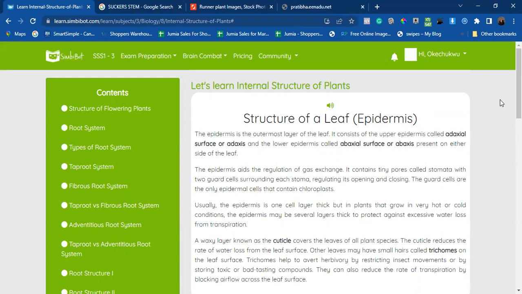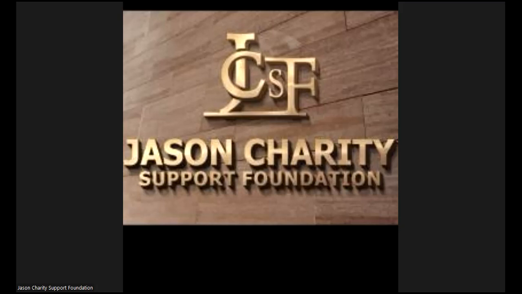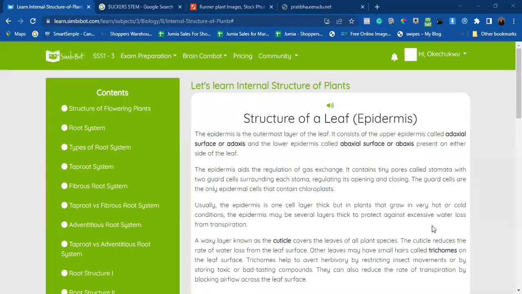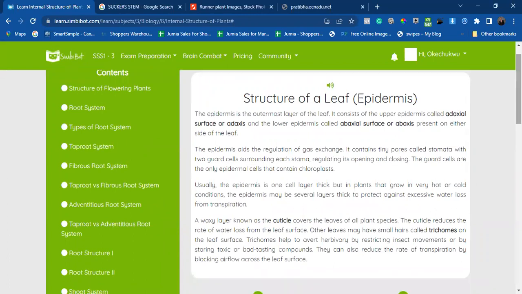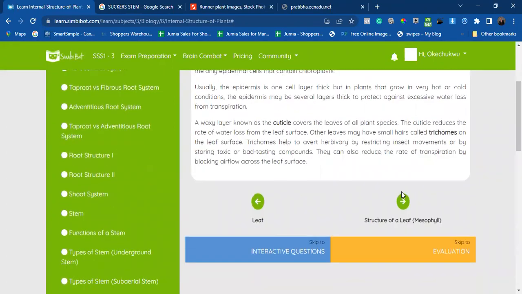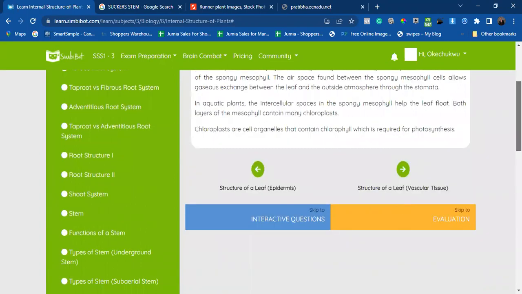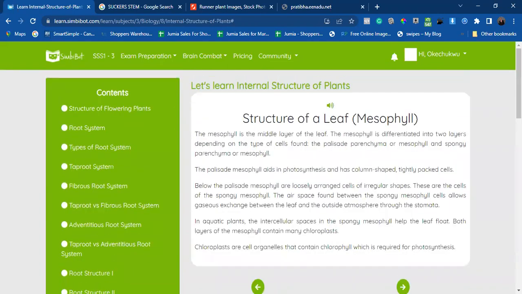It consists of the upper epidermis and the lower epidermis. The upper epidermis is called the adaxial. So we have the adaxial, upper epidermis, abaxial, lower epidermis. We have the mesophyll, the middle layer of the leaf.